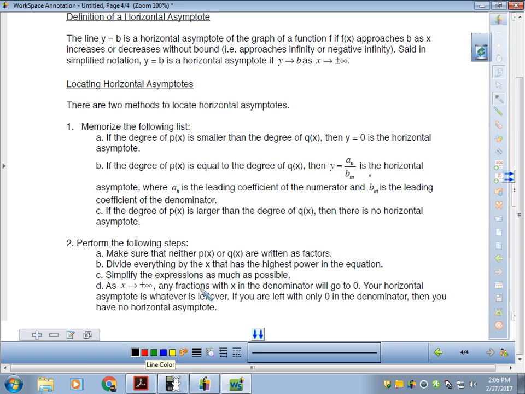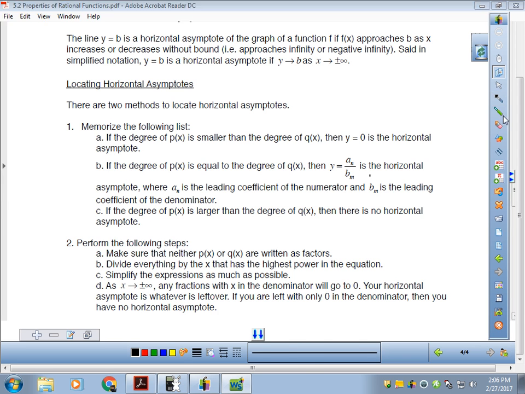D, any fractions that are left over that have x in the denominator will go to 0. Your horizontal asymptote is whatever is left over. If you're just left with 0 on bottom, then that tells you you have no horizontal asymptote. Okay? And so I'm going to be using this process, but again, you could use this memorized list if that's what you'd like to do.